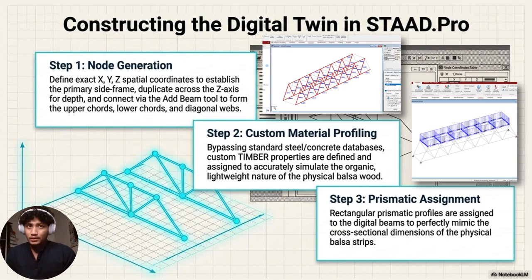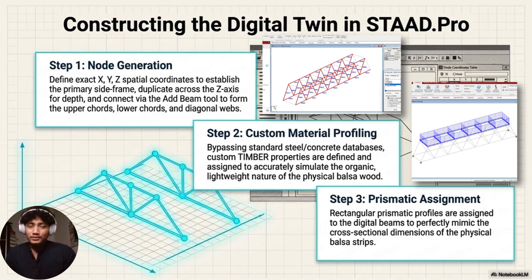So step 2, custom material proofing. Bypassing standard steel or concrete databases, we use custom timber, because the material we use is balsa wood. That's why we set it to timber. Then we can define it accurately and simulate the organic, lightweight nature of the physical balsa wood, as I said before.